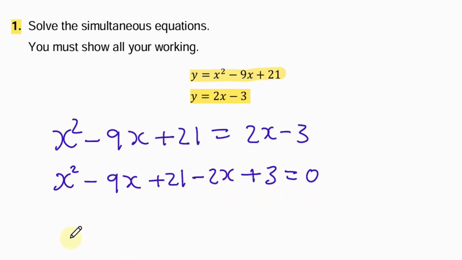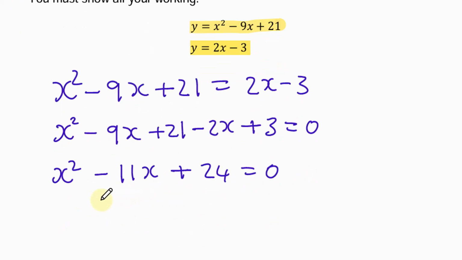Now we can add like terms. Negative 9x minus 2x is negative 11x. And 21 plus 3 is 24. So we end up with a new quadratic which we can solve. We can use any method. We can use factorization or the quadratic formula. I'm going to use factorization.